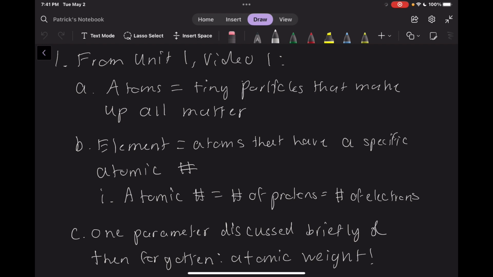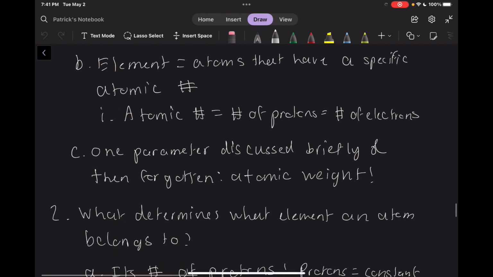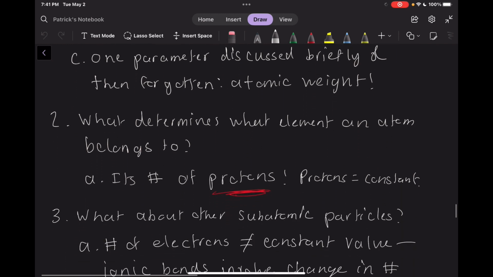To reiterate, the number of protons is what ultimately determines which element a particular atom belongs to. The overarching implication of this is that the number of protons in an atom must stay constant. If an oxygen atom, which has 8 protons, were to somehow lose a proton, it would no longer be an atom of oxygen. An atom's number of protons is what determines which element it belongs to.